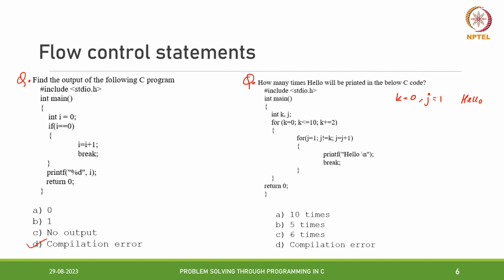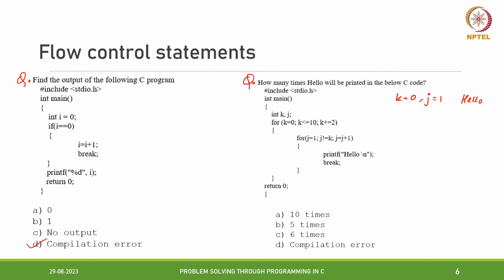So you'll break out, but where will you break out to? That is also important. When you use break inside the inner for loop, it will just break out of the inner for loop. It will not break out of the outer for loop. So you are still in the outer for loop. j did not get incremented. j was 1, k was 0. You came out of the inner for loop.